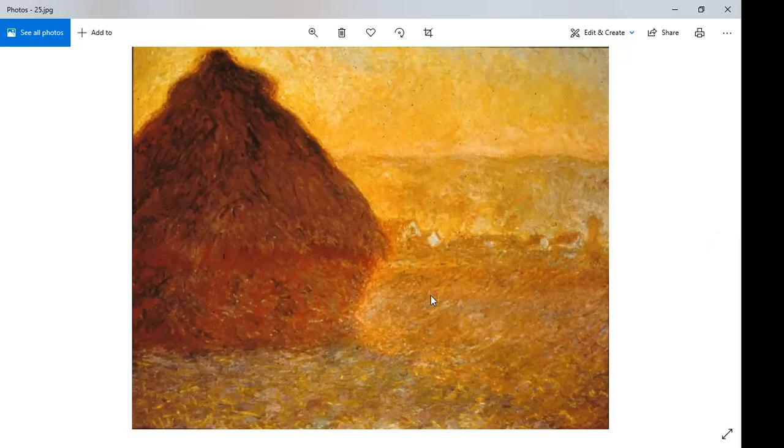The light is coming through in a golden kind of hue. And then it almost looks like there's snow here, but that would probably just be some kind of detritus from the farm fields, what's left over after the harvest.